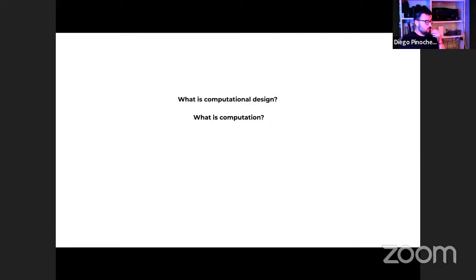Because as designers, as architects, and also because we're related with technology, we get the feeling that there is something else beyond the use of one specific technology. So this is a question that I always ask my students: what is computational design first? What do you think computational design is? More specifically, what is computation? And this has to do not with the what, in terms of what technology you will use or how you will use it, but also with the so what.